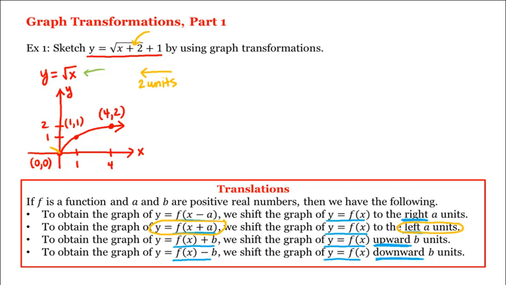When we do that, what's going to happen to this point here, 0, 0? The y-coordinate is not going to change, but the x-coordinate is going to have 2 subtracted from it, which means it's going to get translated to the point negative 2, 0. And what about the point 1, 1? This is going to go to 1 minus 2, 1, or negative 1, 1. And what about this point here? This is going to go to 4 minus 2, 2, or 2, 2.